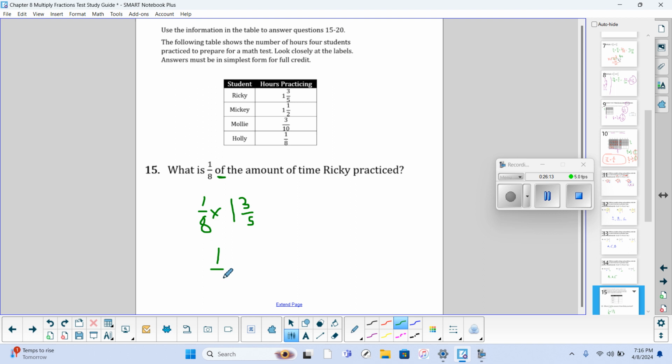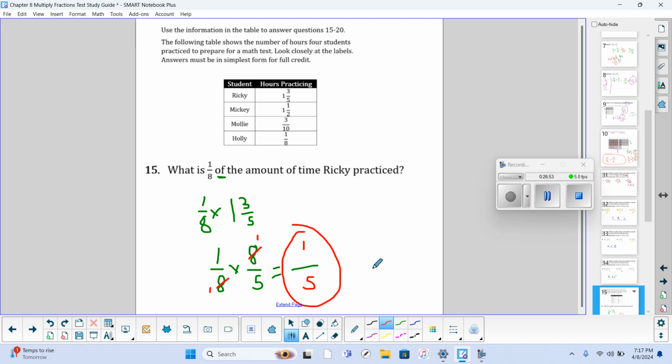That means 1/8 times... 1 times 5 is 5, plus 3 is 8, 8 over 5. So 1/8 times 8 over 5. Now I can simplify before I multiply. So 8 and 8 simplify to 1 and 1. And I multiply across and I get 1 over 5. The answer to this problem is 1/5. So that's 1/5 hours is what the answer to this question is.